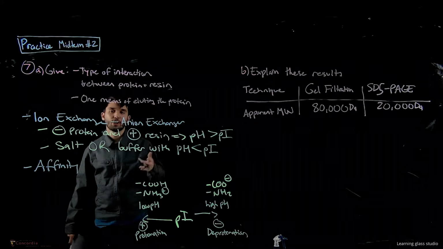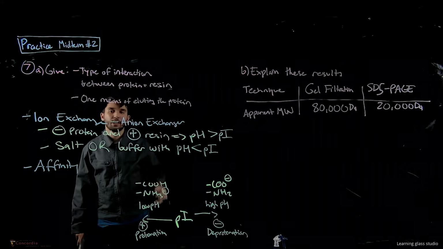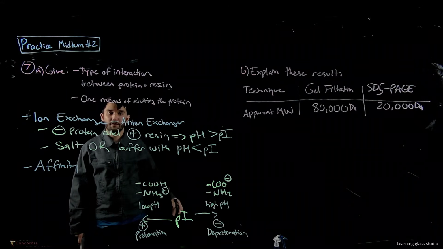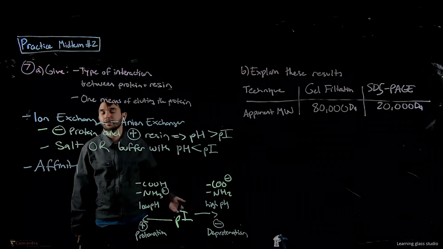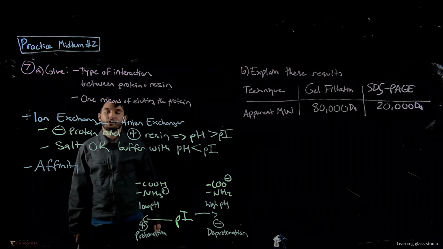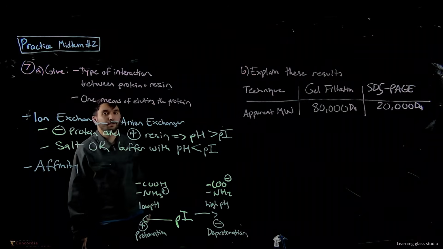So we can actually change the charge of the protein by changing the pH of the buffer we use. Or we can just use salt, which decreases the solubility of the protein, allowing it to crash out of solution, precipitate, and then it will leave the column.